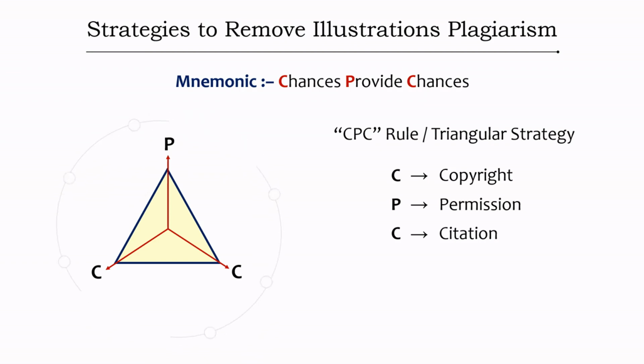First you have to check for any copyright. Means, whether the illustration that you want to incorporate in your work is copyright protected or not. Then you have to obtain the necessary permission for copyright protected illustrations. Thereafter, you have to credit the source. Means, you have to properly acknowledge the source to avoid plagiarism.